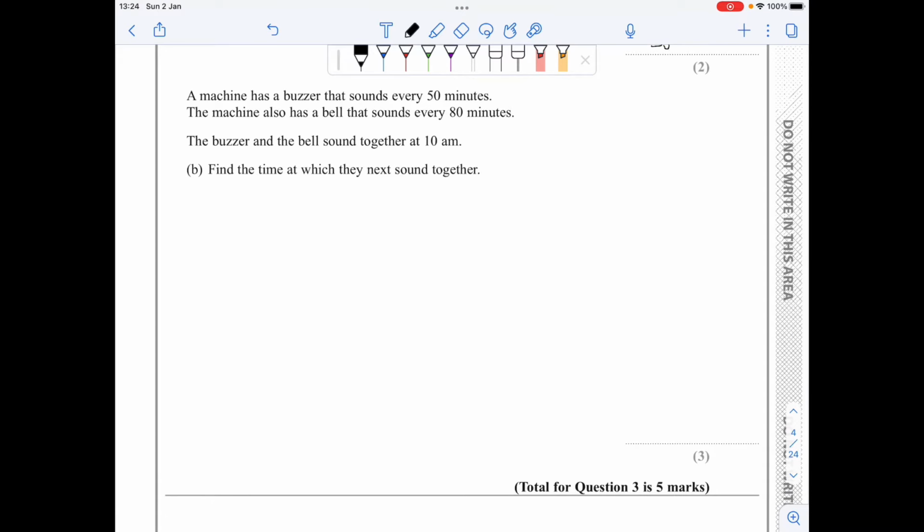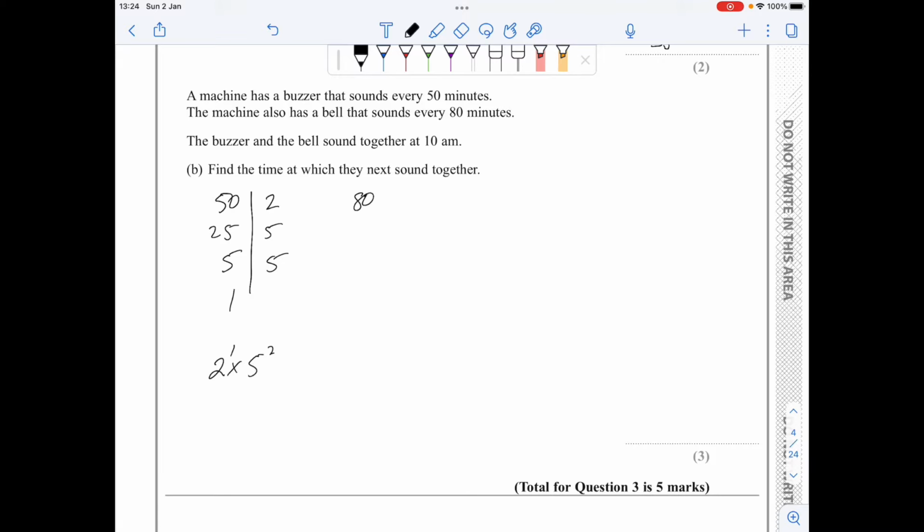For part B, I will need to work out the lowest common multiple of these two numbers. Now again, I will start by writing them as products of prime factors. So for 50, I'm going to divide by 2. It's going to give me 25, then by 5, 5, 5, and 1. So 50 is equal to 2 to the power of 1 times 5 squared.